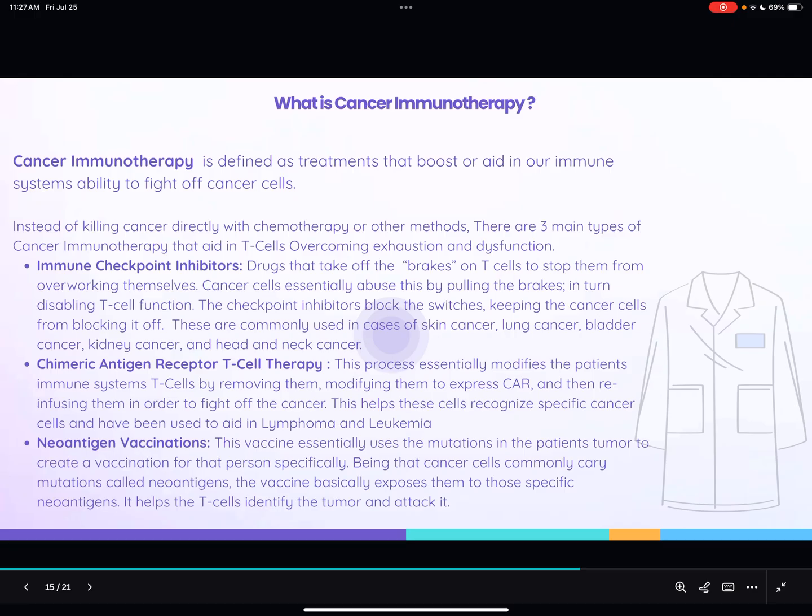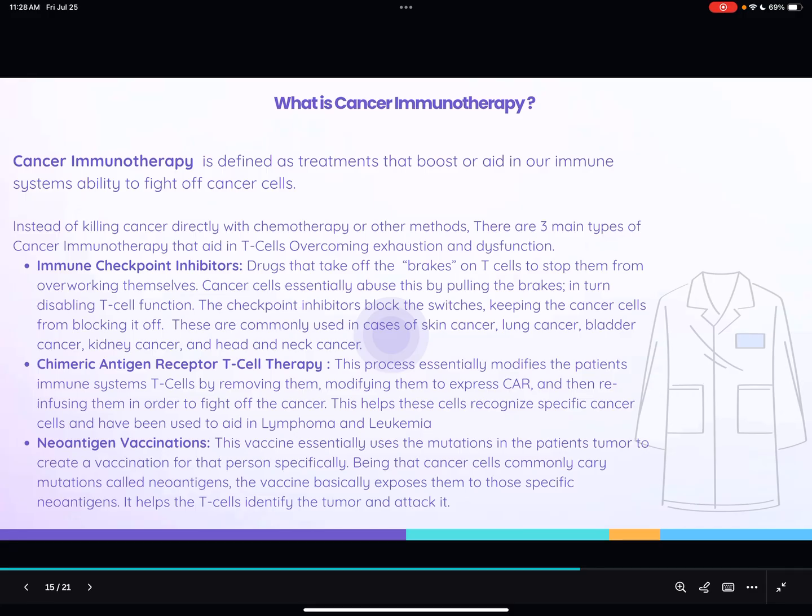Chimeric antigen receptor T cell therapy is a process where they modify the patient's immune system by removing these T cells, modifying them to express CAR, and reinfusing them in order to fight off the cancer. This is going to help recognize specific cancer cells and has been used to fight off lymphoma and leukemia.